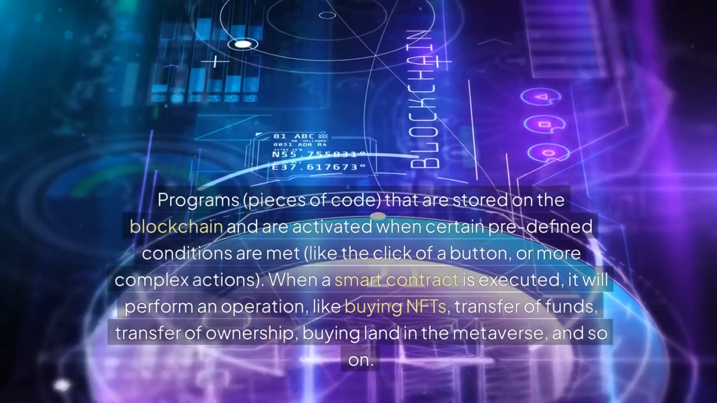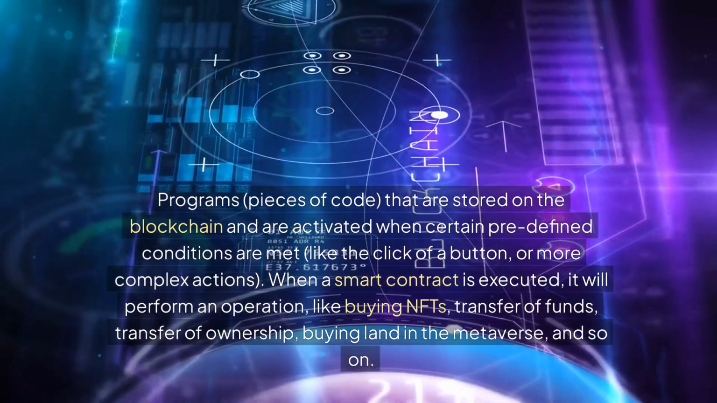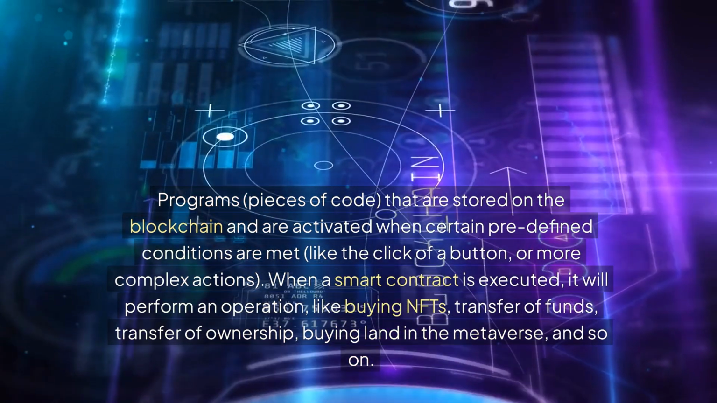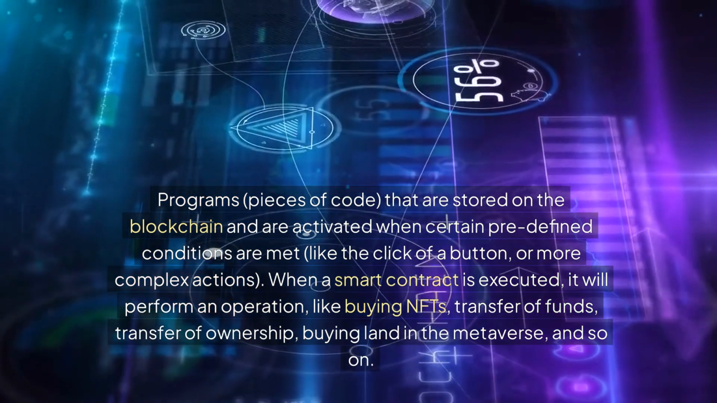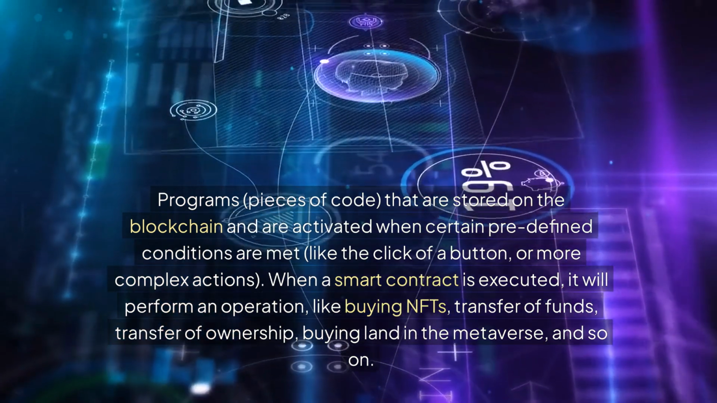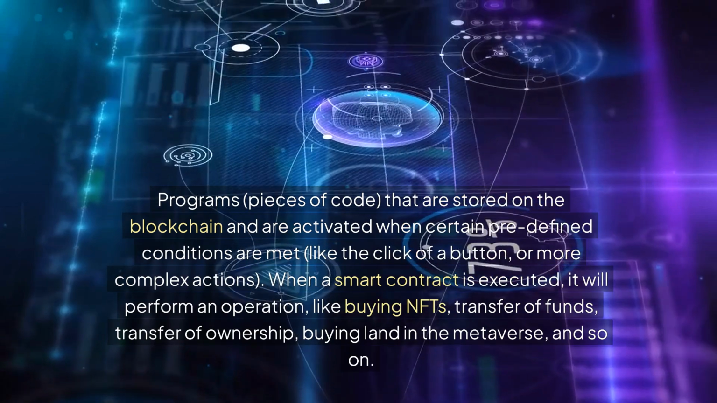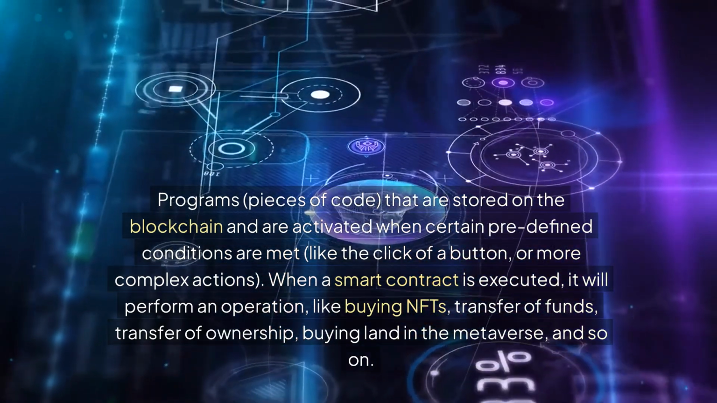Smart contract: programs, pieces of code, that are stored on the blockchain and are activated when certain predefined conditions are met, like the click of a button or more complex actions. When a smart contract is executed, it will perform an operation, like buying NFTs, transfer of funds, transfer of ownership, buying land in the metaverse, and so on.